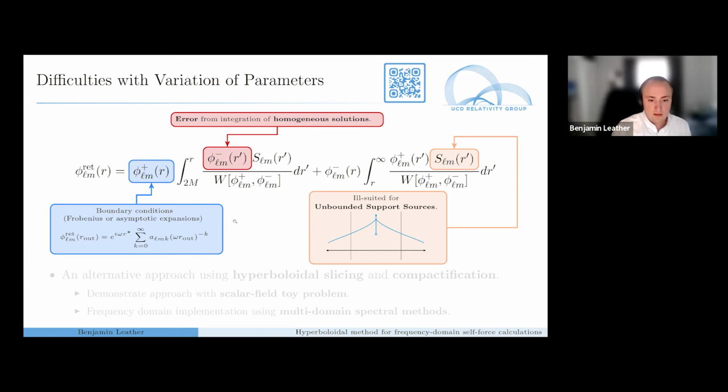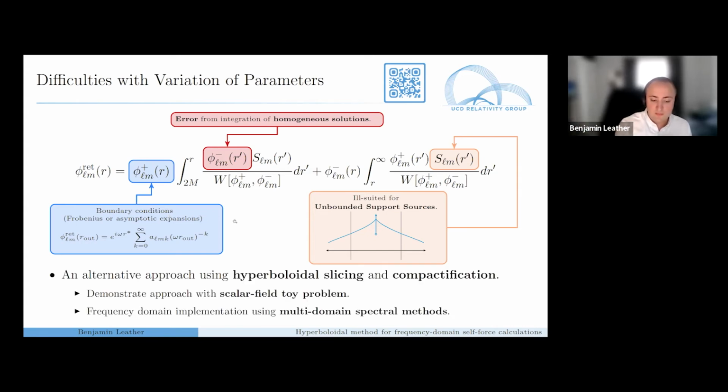What we do is develop an alternative and more favorable geometric approach, building on the work of hyperboloidal methods in black hole spacetimes. By avoiding the standard prescription of modeling our perturbations on Cauchy time slices, we choose an alternative hyperboloidal foliation with compactification. And this is then implemented with a multi-domain spectral code for a scalar field toy model.